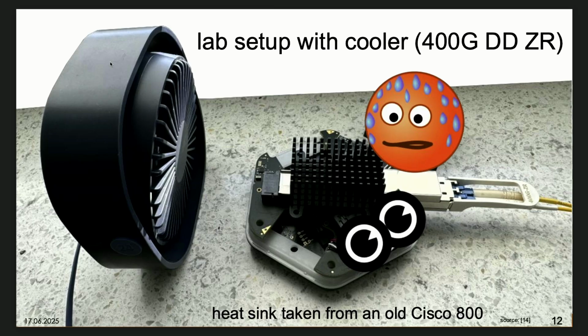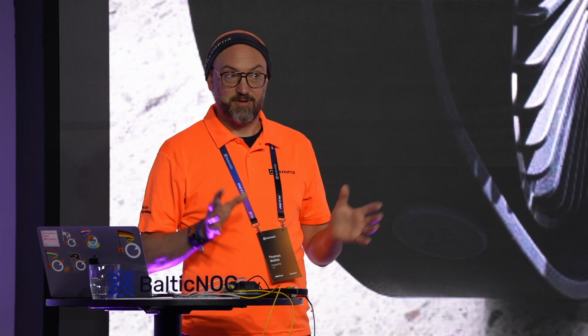The lab setup was pretty straightforward. So we took that Flexbox, plugged in the transceiver, and for some types, especially the coherent plugs, we needed a cooling capability. We needed a heatsink and also a fan, which we attached to it. Interesting one here is that actually we took this heatsink out of an old Cisco 800 router, and those routers were released roughly 25 years ago. So latest development on 400 gig coherent met somehow 25-year-old technology.